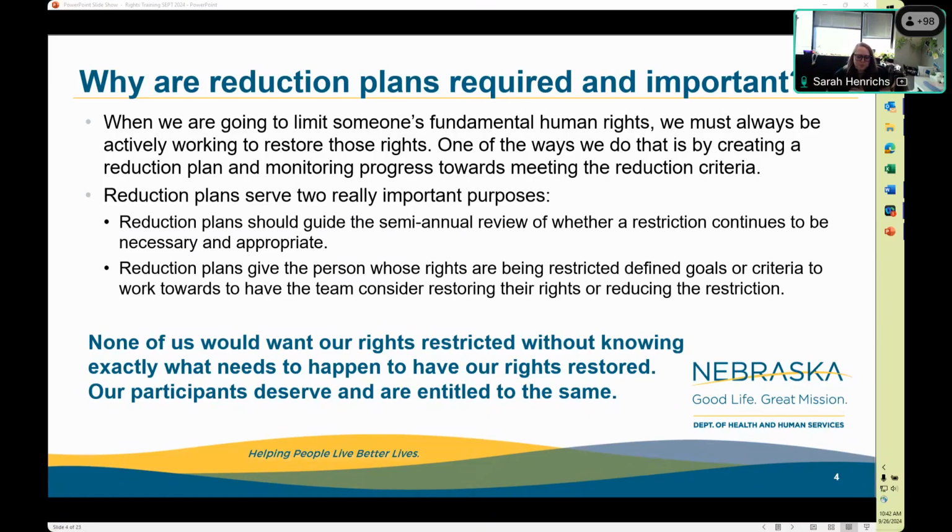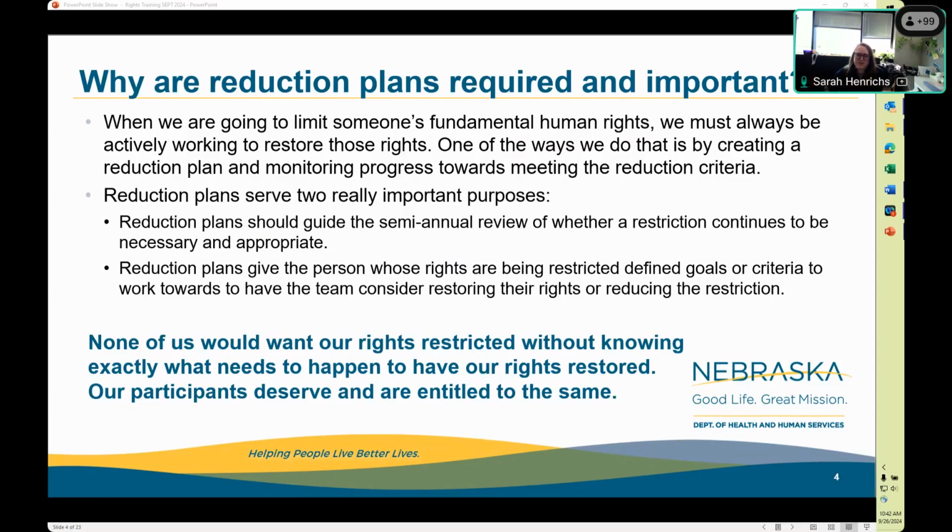So none of us would be okay with a judge saying, I'm putting you on probation and we'll come back and talk about it every 6 months. And that's all. Every last one of us would want to know, what do I need to do? What fine do I need to pay? What class do I need to take? What length of time is this supposed to be for me to have my rights restored?